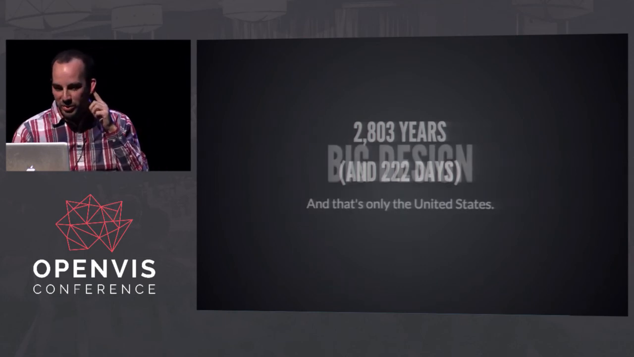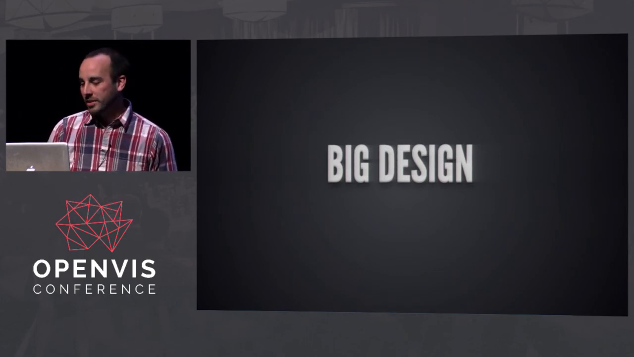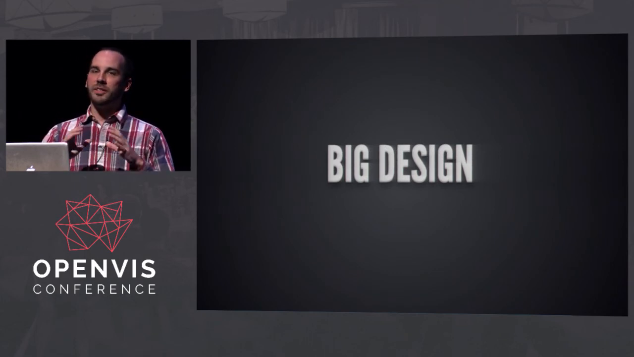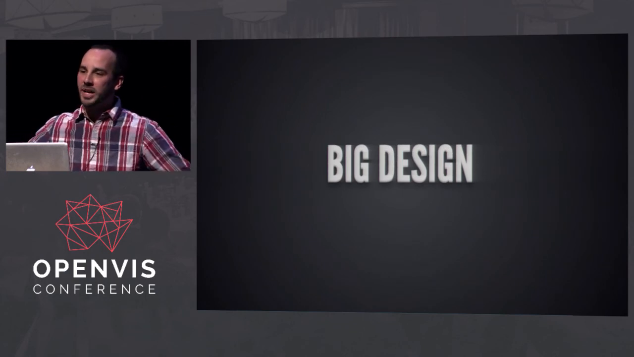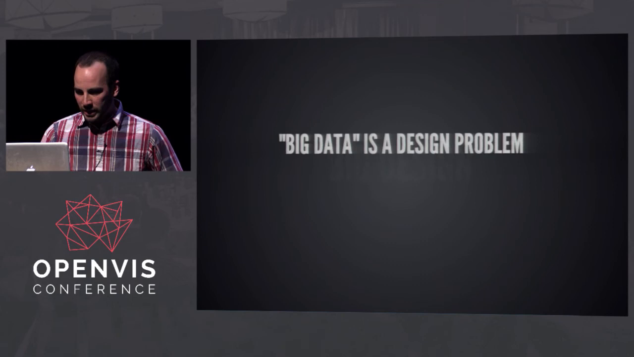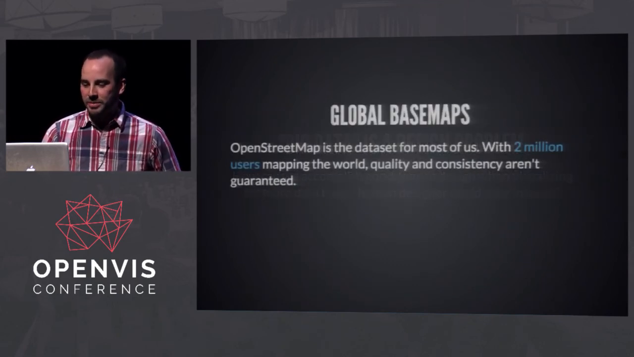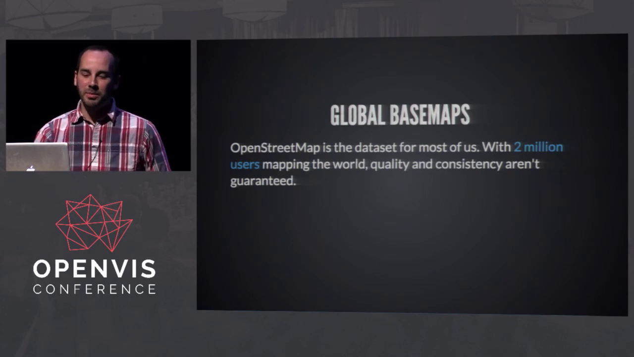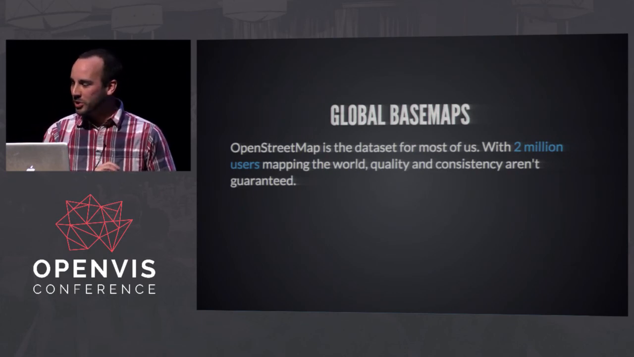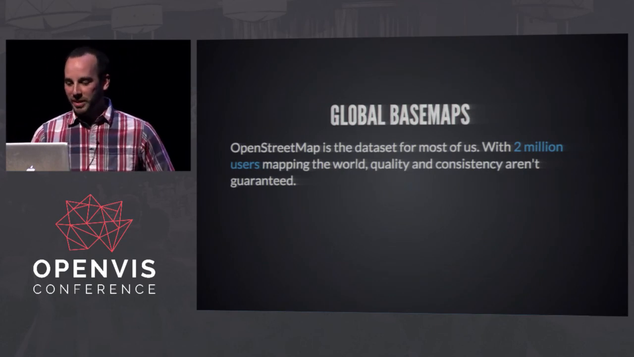So this is just a point to what I want to call big design, this challenge of making good design of data that is just far too massive for you to really inspect as a really caring human. That's the question there. And pretty specifically, I'm talking about designing these global maps. And we're usually using OpenStreetMap, unless you're Google or somebody. But this is OpenVis, so we're talking about OpenStreetMap.